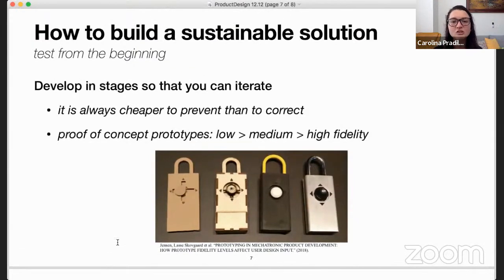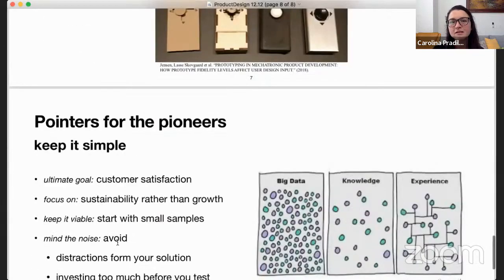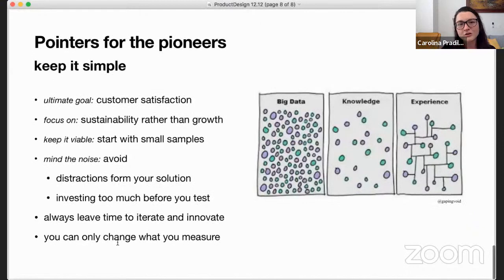So that's a bit of a big picture of how to approach product design, how to bring it down into implementation and architecture, and start planning for production. And I will leave this slide as some pointers for the pioneers.